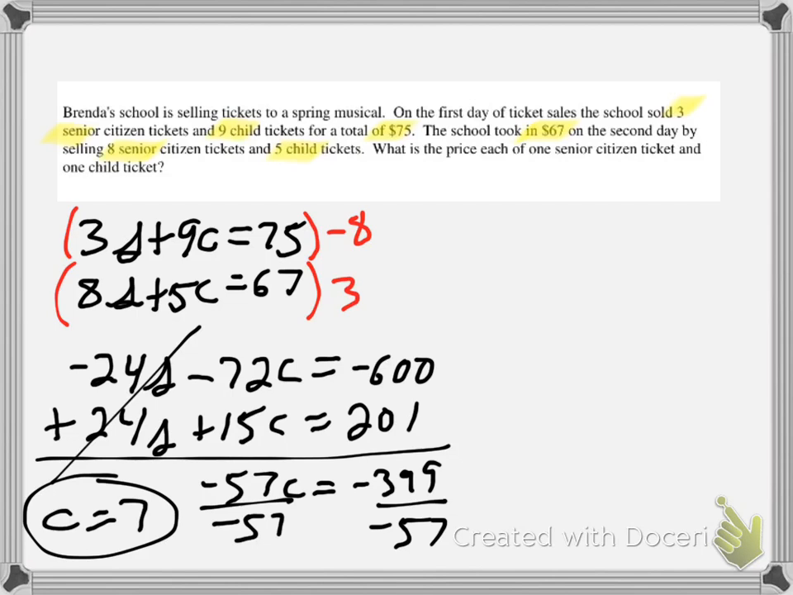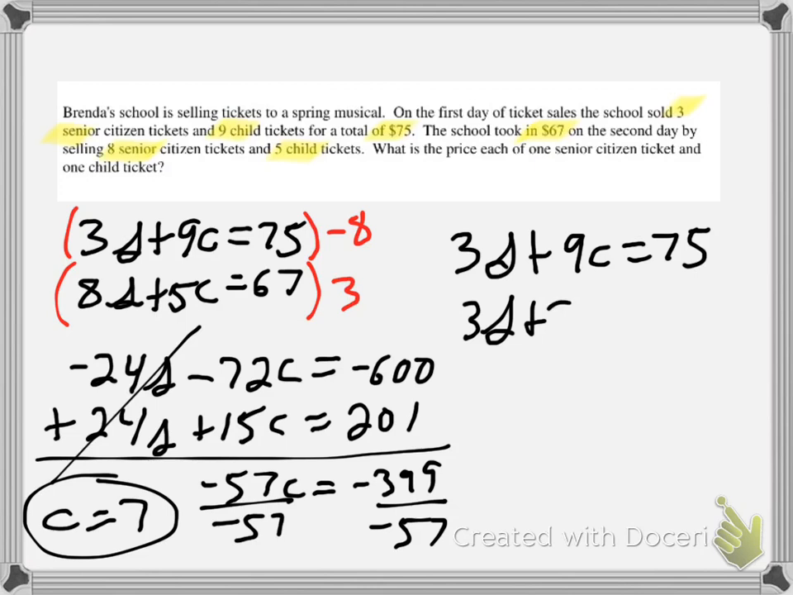Now I gotta find the price of a senior ticket. So again, you pick an equation, whichever one looks easier to you. Pick the top one. I know that the child ticket is $7. So I'm going to plug in 7 in for c. 3s. In this case I get 63.